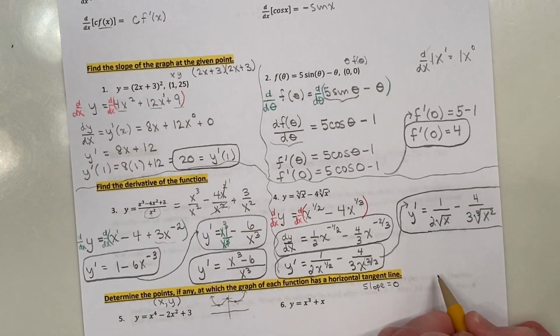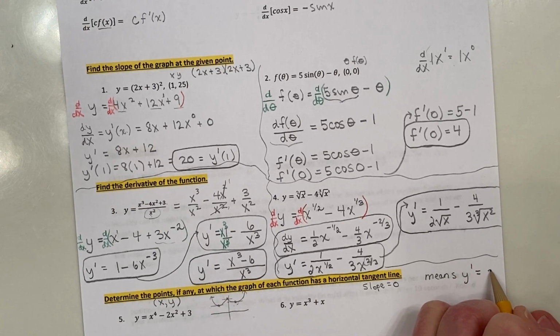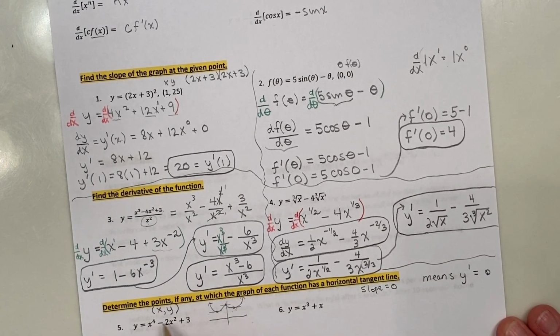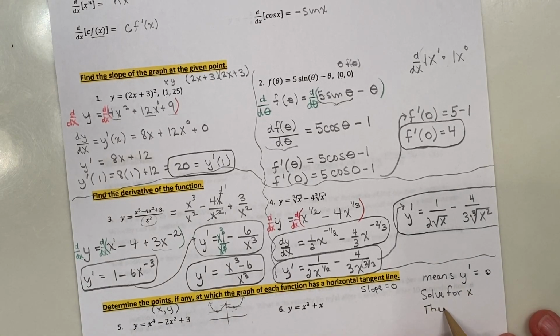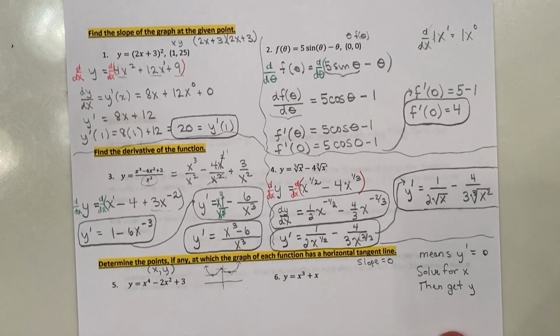So coming over here and maybe just creating a little list of what we're doing. Horizontal tangent line means y prime, or the derivative, is 0. Once we get y prime, the derivative, and set it equal to 0, then we're going to solve for x. That'll give us the x coordinate. Once we get the x coordinate, then we can plug the x coordinate back into the original equation to get the y. So find the derivative, set it to 0, solve for x, plug that x back into the original equation to get the y coordinate.